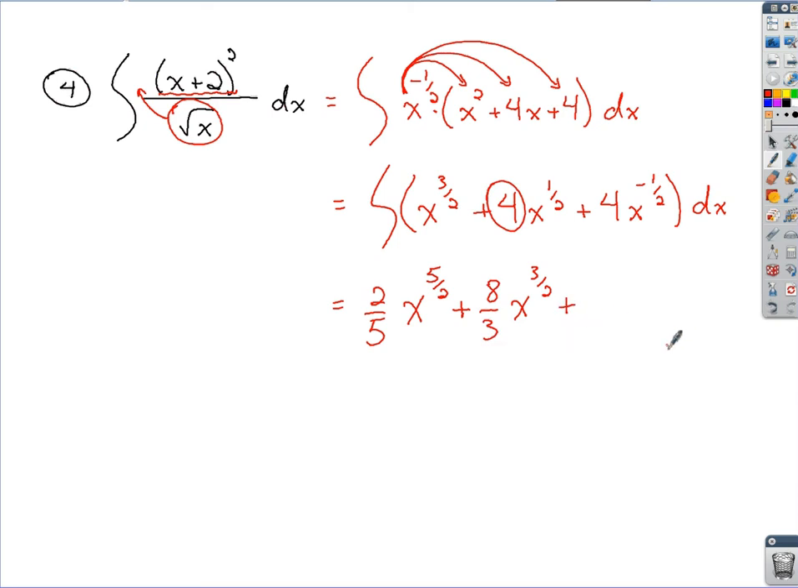Plus, here I've got x to the negative 1/2. If I add 1, power is going to be 1/2. Reciprocal of 1/2 is 2. That gets multiplied to the 4 in front, leaving me with 8. I've taken the antiderivative with respect to each term. Only thing left to do is account for the constant. So add on c. There's your antiderivative.